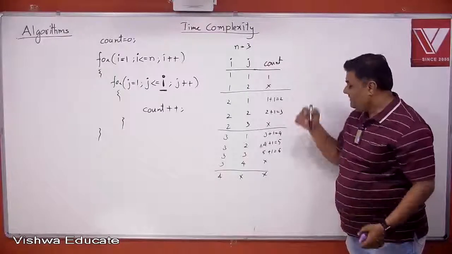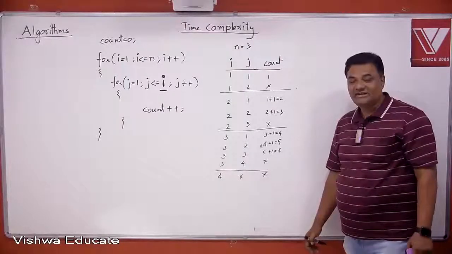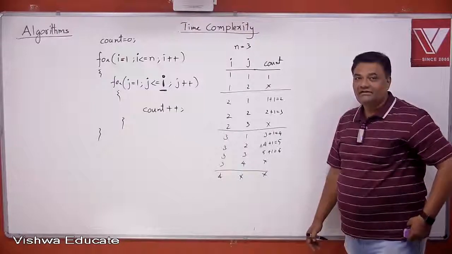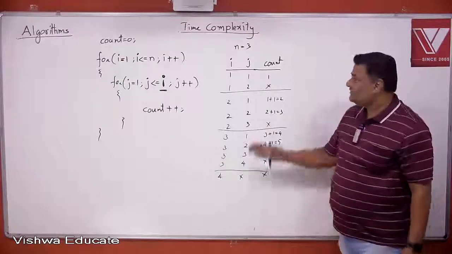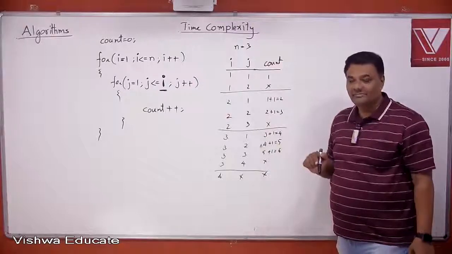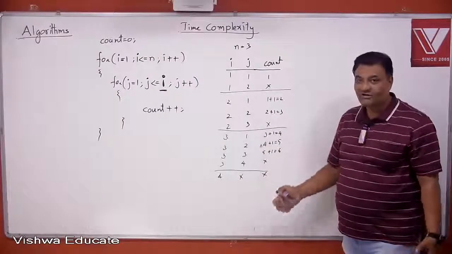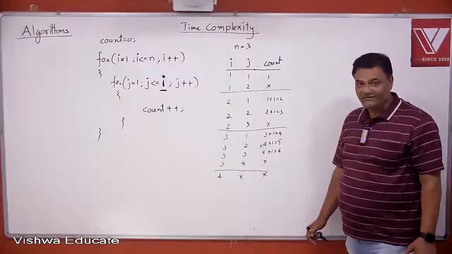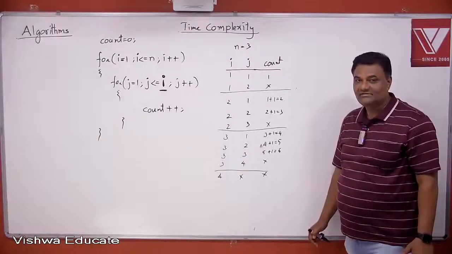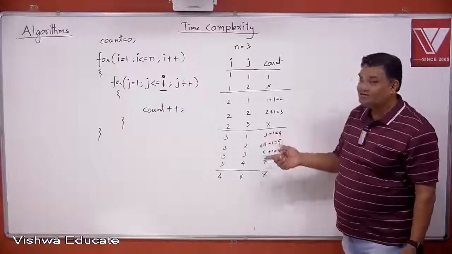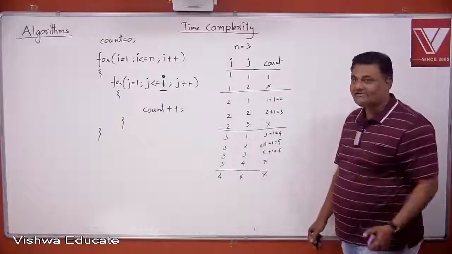Now for 3, it has executed 6 times, so the value of count is 6. So this is for 3. But if I give 4, what happens? If I give 10, what happens? Let us analyze this one.